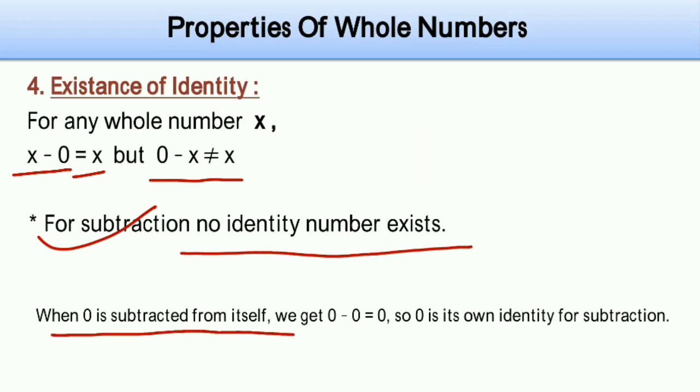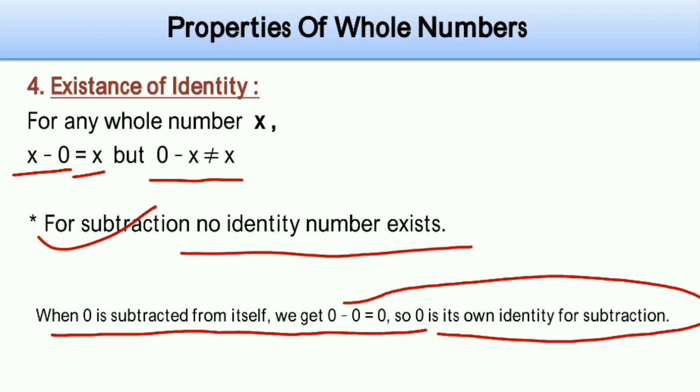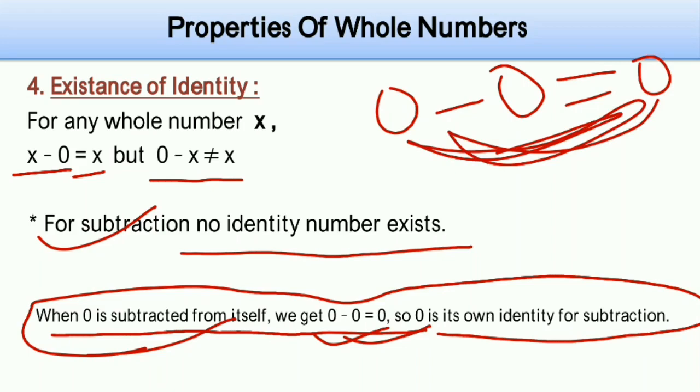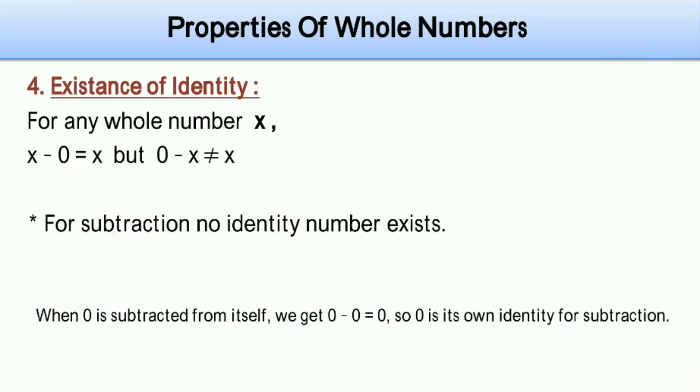When 0 is subtracted from itself, then we will get 0. So 0 is the identity of itself. Only 0. When 0 is subtracted, we get 0. So for 0 only it is the same, but for the rest of the numbers it is not the same.